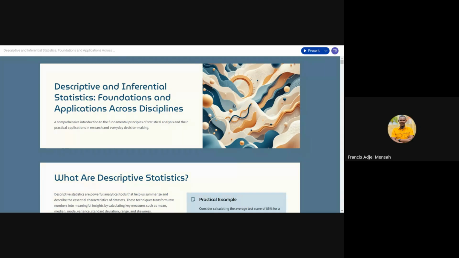Okay, so with descriptive statistics, I also discovered that it's a branch of statistics which deals with the organization, summarizing, and then presenting data in a meaningful way without making conclusions beyond the data that we have collected. After organizing, we don't make any conclusion based on the data. Some of the tools that we make use of are the mean, the median, and then the mode.